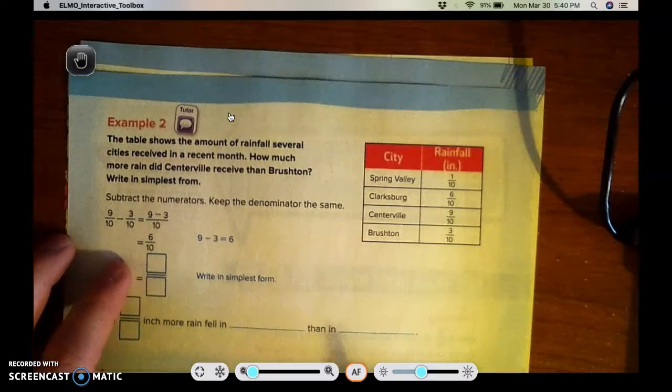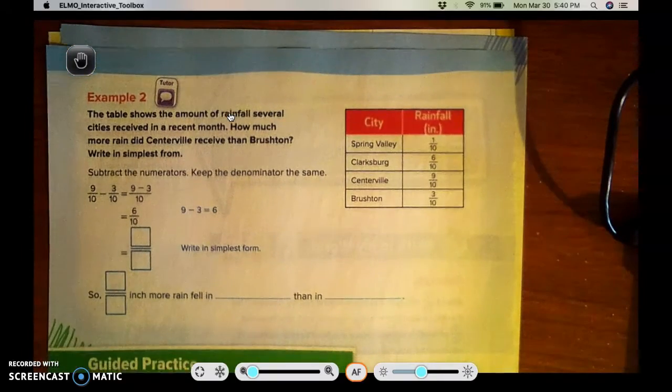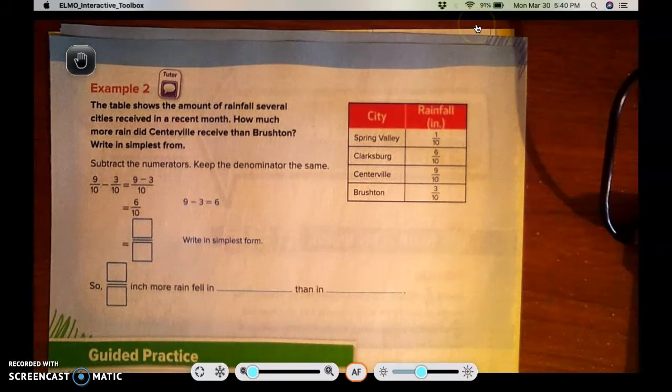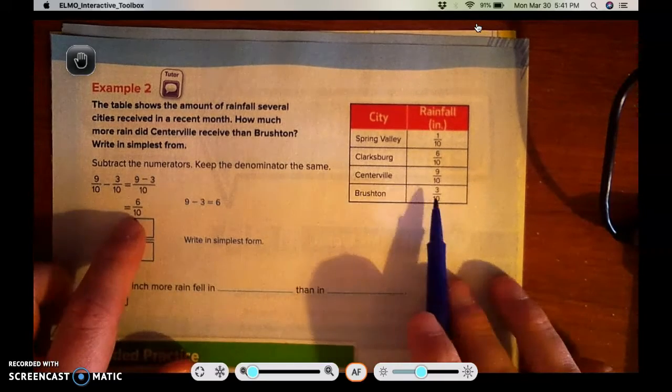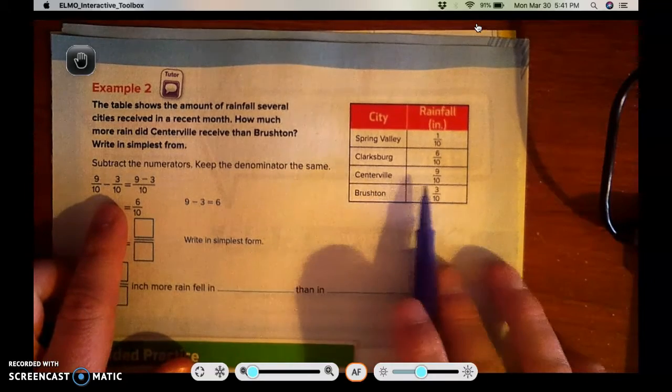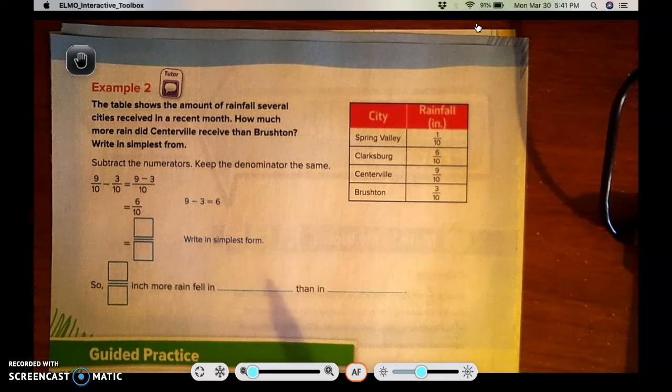Okay, the second example. The table shows the amount of rainfall several cities received in a recent month. How much more rain did Centerville receive than Brushton? Right, in simplest form. So again, they set up their problem. They found Brushton was only 3/10, whereas Centerville had 9/10. They wanted to know the difference between them.